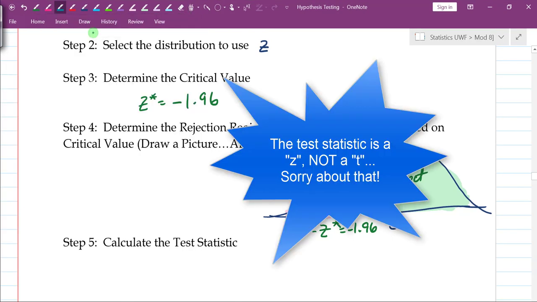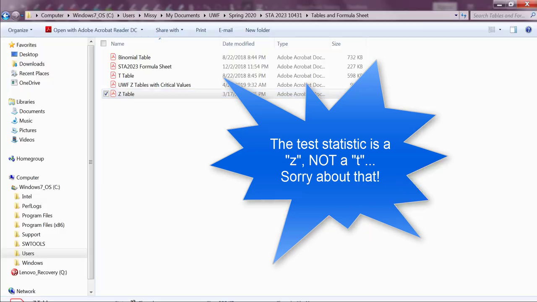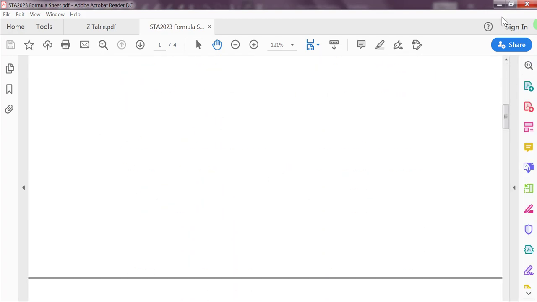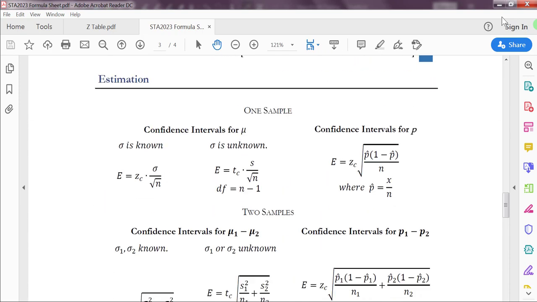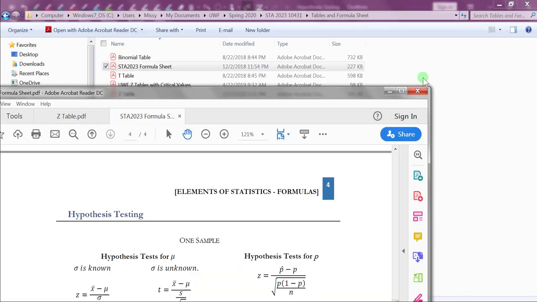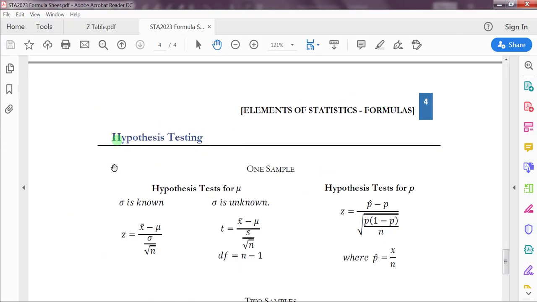So our test statistic is going to be equal to, remember, x bar minus mu divided by sigma divided by the square root of n. And this can be found on your formula sheet. So since we were talking about hypothesis testing, let's go ahead and pull up the formula sheet. Formula sheet right here. And look at that. It's not going to be on page 1. It is not going to be on page 2. It is going to be on page 3 where we start hypothesis testing right here, okay?